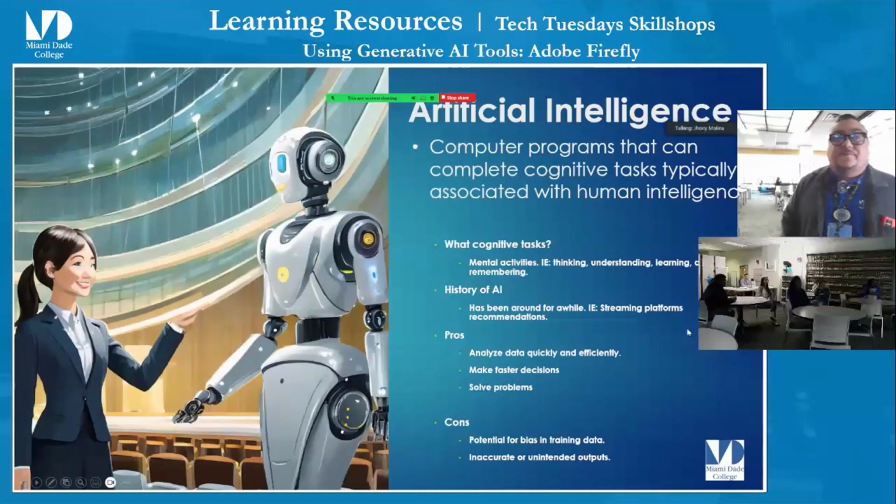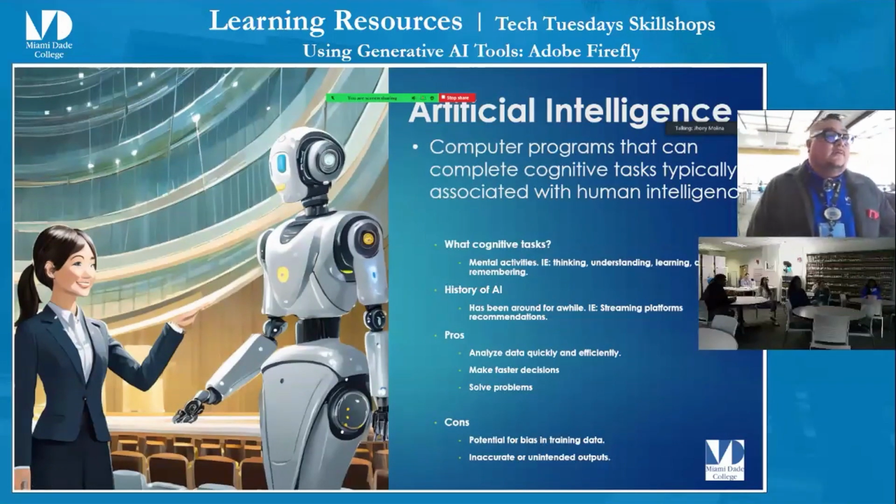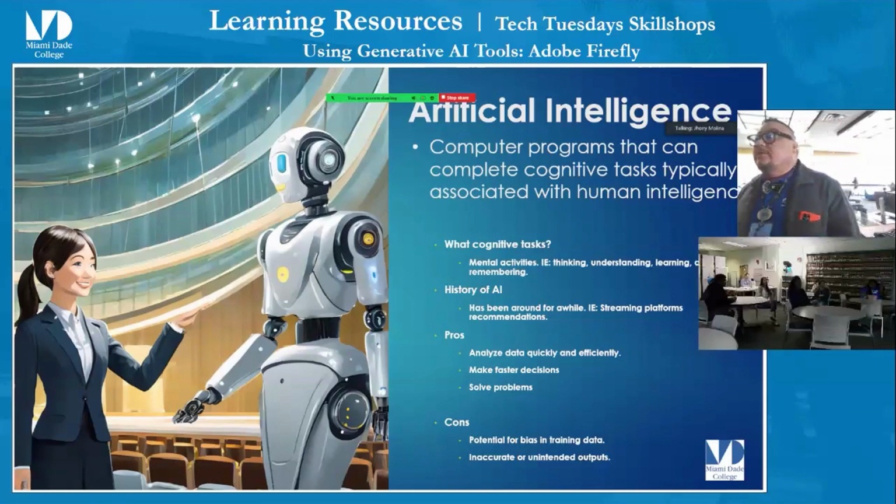So what is artificial intelligence? Artificial intelligence, they're computer programs that can complete cognitive tasks typically associated with human intelligence. So what are we talking about here?